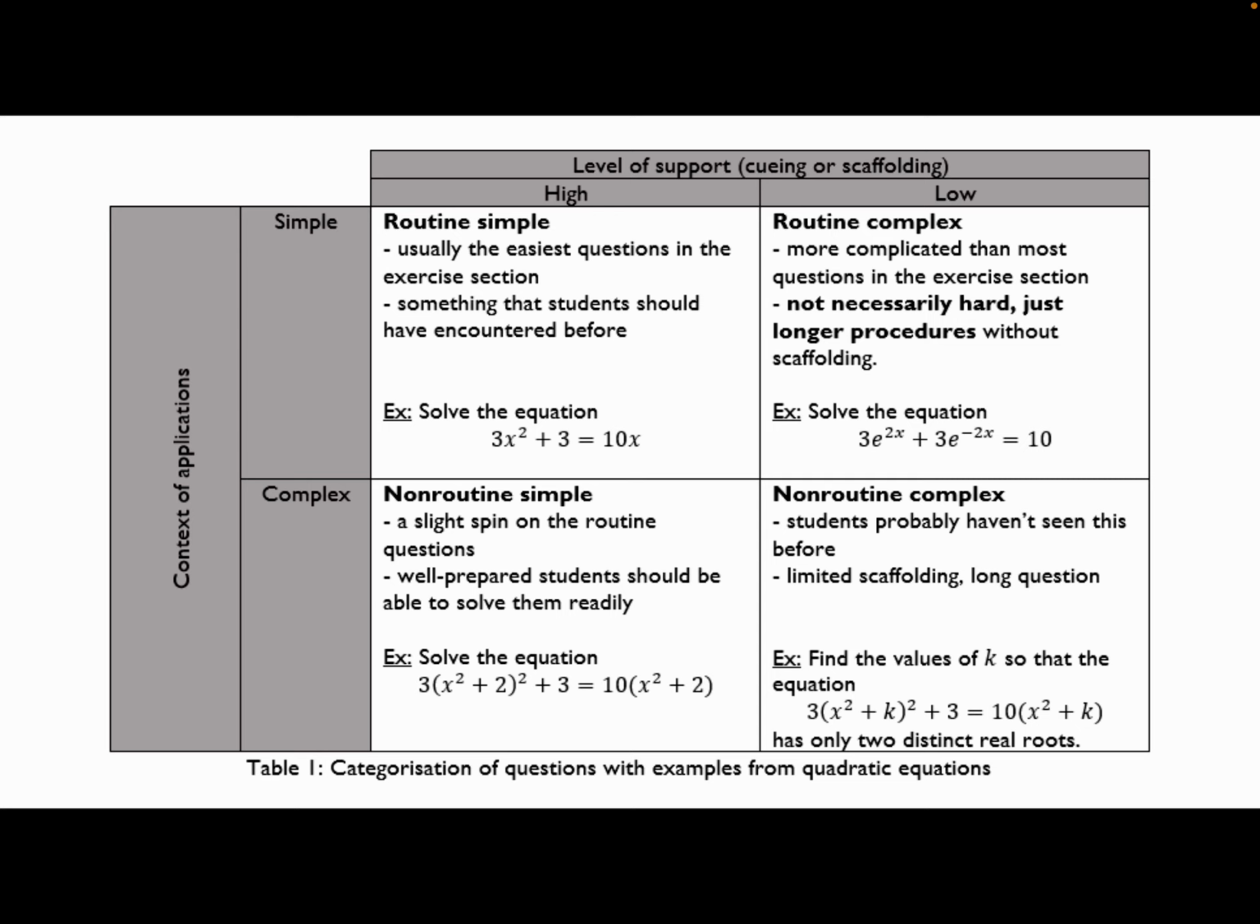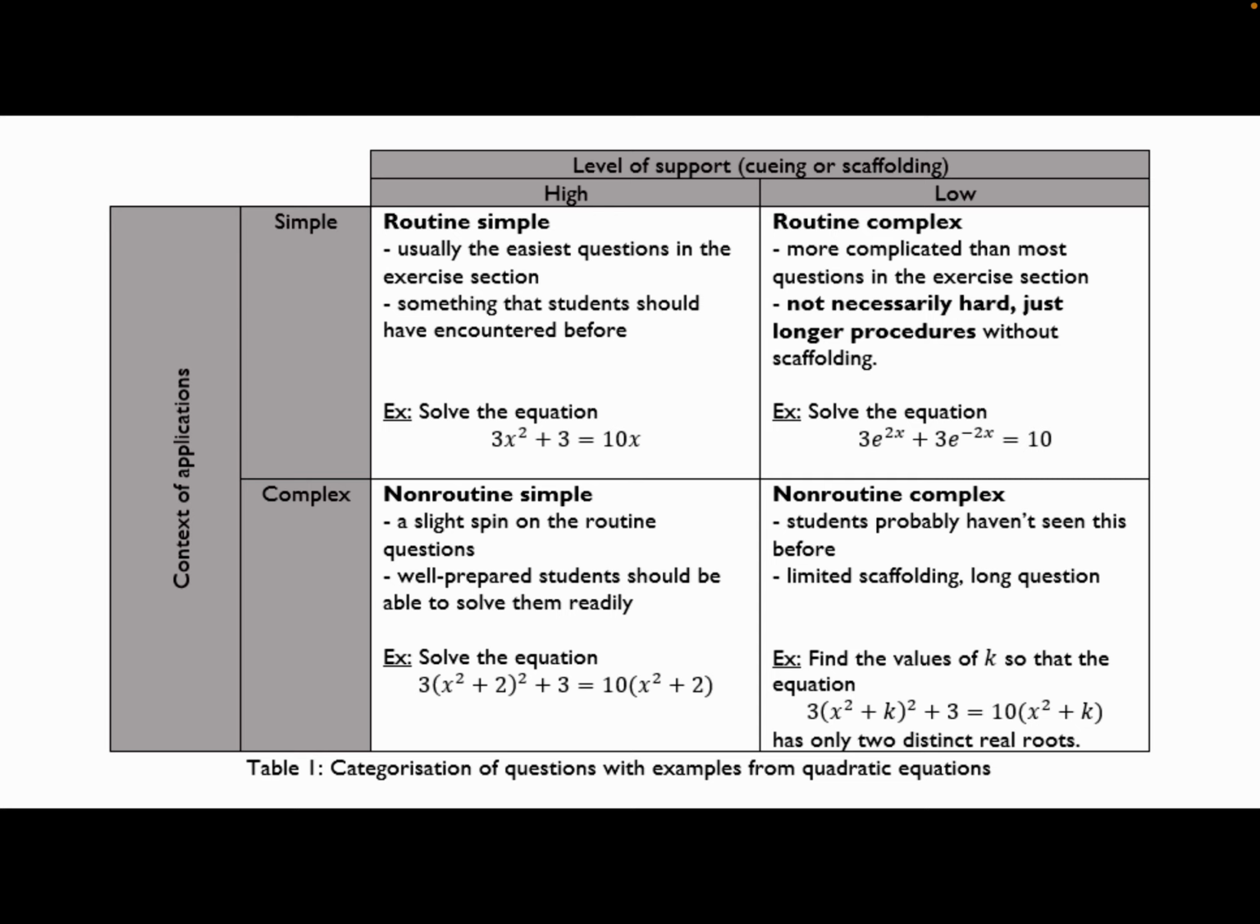Lastly, is a non-routine complex question. It's a question in a complex application, in a complex context, in this case, in a complex mathematical context, and also contains low to non-existing scaffolding. So an example is: find the value of k so that the equation has only two distinct real roots.